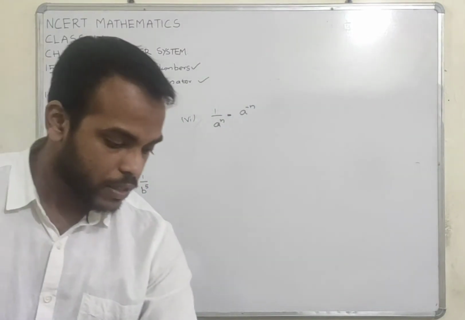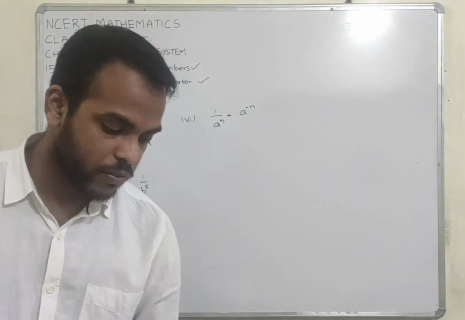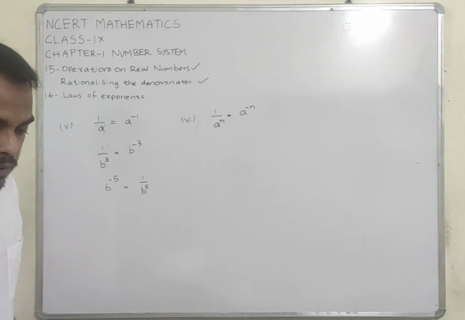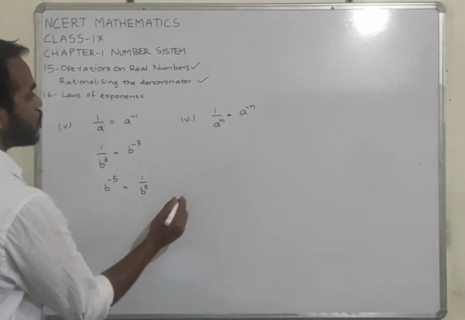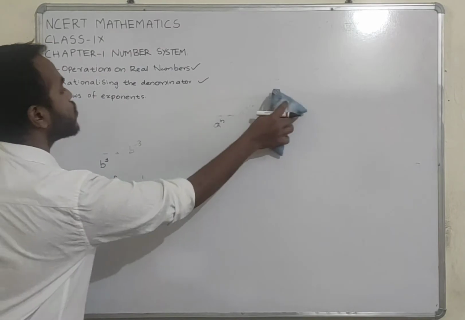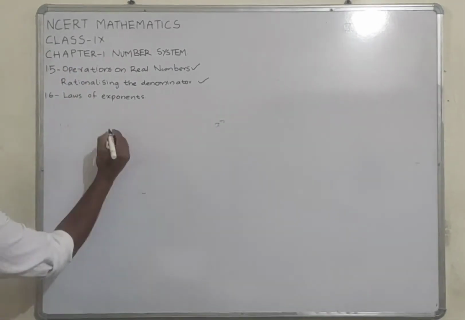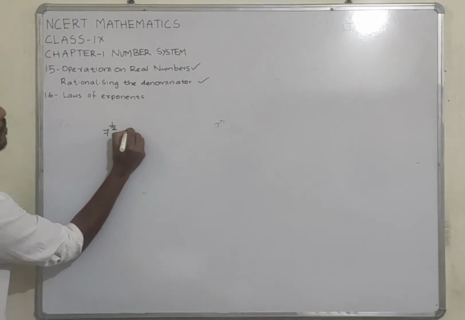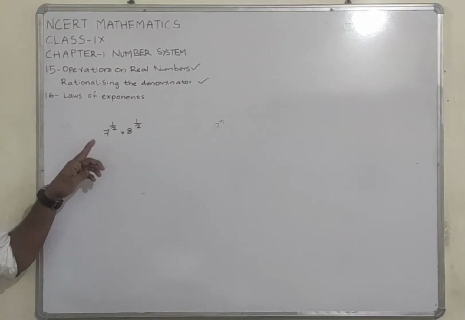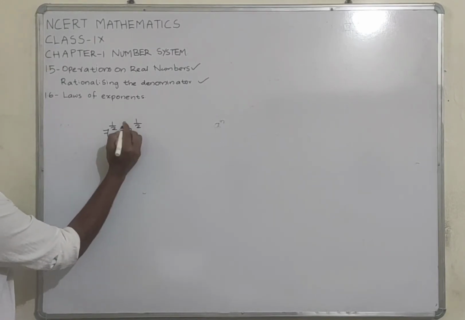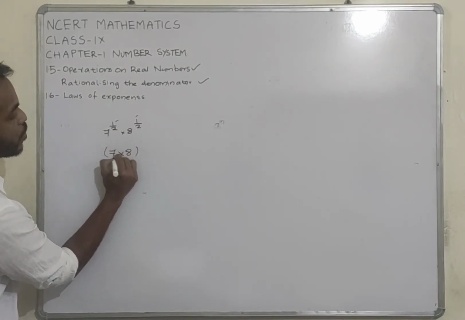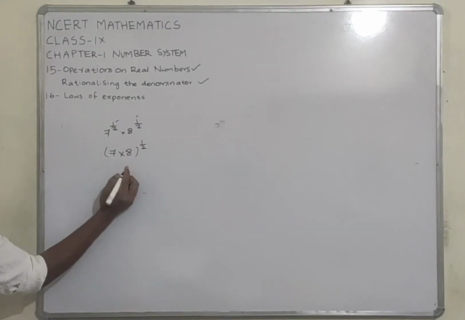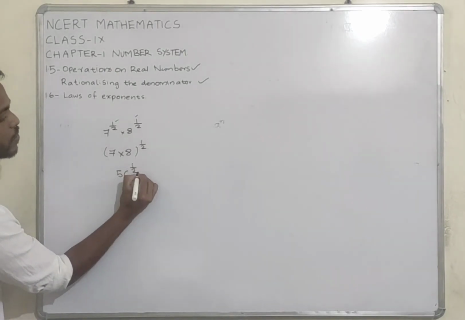Simplify. Okay, exercise 1.6. There are a lot of questions over there. We are going to do some of them. Fourth sub question in the third one. 7 raised to 1 by 2 into 8 raised to 1 by 2. I'll tell you why I have taken this question. Now, since the powers are the same, numbers can be multiplied together. 7 into 8 whole raised to 1 by 2. What is 7 into 8? 56 whole raised to 1 by 2.